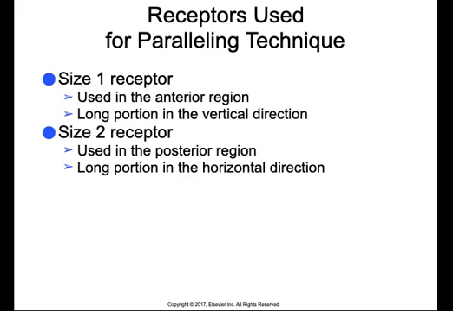And the size 2 receptor is used in the posterior region. This is where the long portion is in the horizontal direction, so the receptor is kind of laying down in that horizontal configuration. You always want to ask the dentist what size of receptor to use and how many anterior exposures they want.